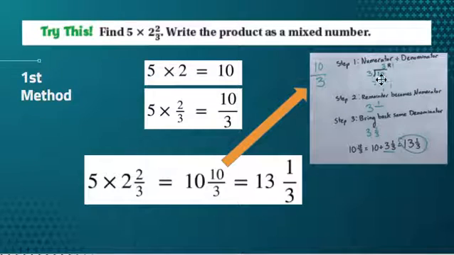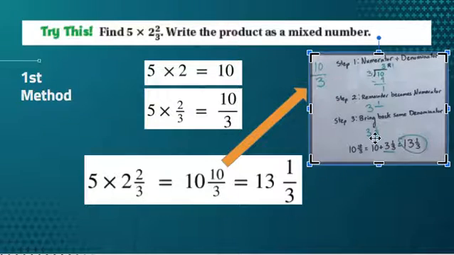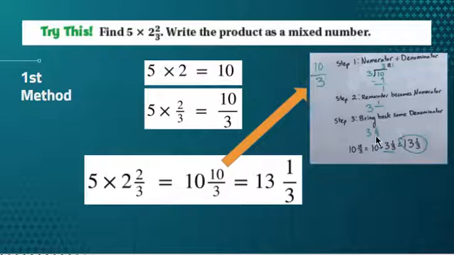So 10/3, I'm going to divide 10 divided by 3, and end up with 3 remainder 1. Then my second step is to place my remainder as my numerator. So I have 3 1 over something, because step 3 is to bring back the same denominator I was using. So I end up with 3 1/3. So then I'm adding 10 plus 3 1/3 to find my final answer of 13 1/3.